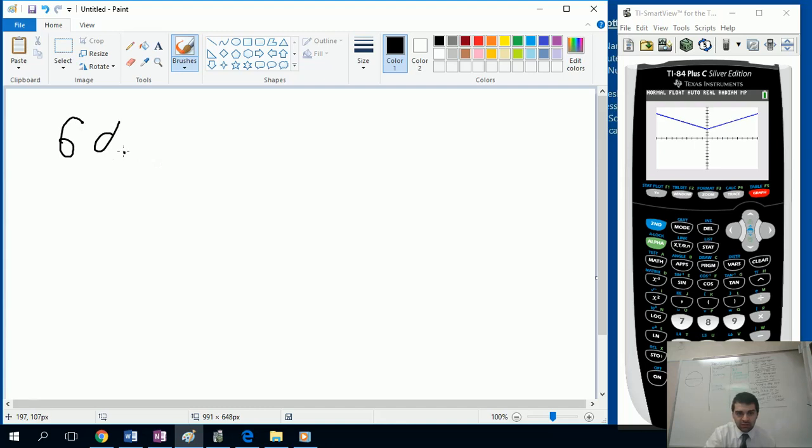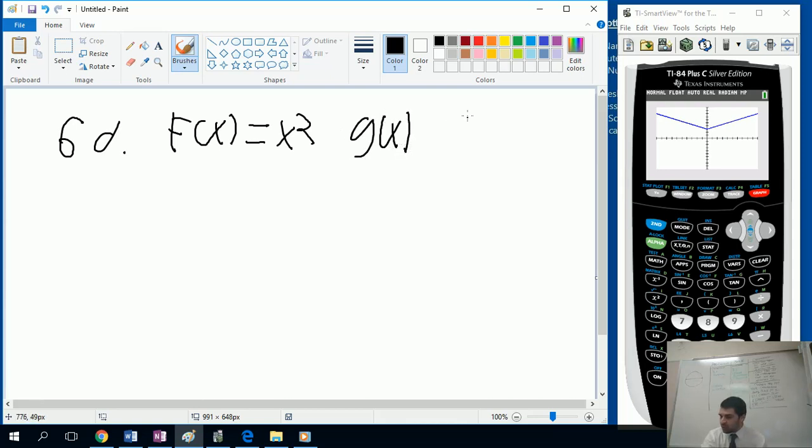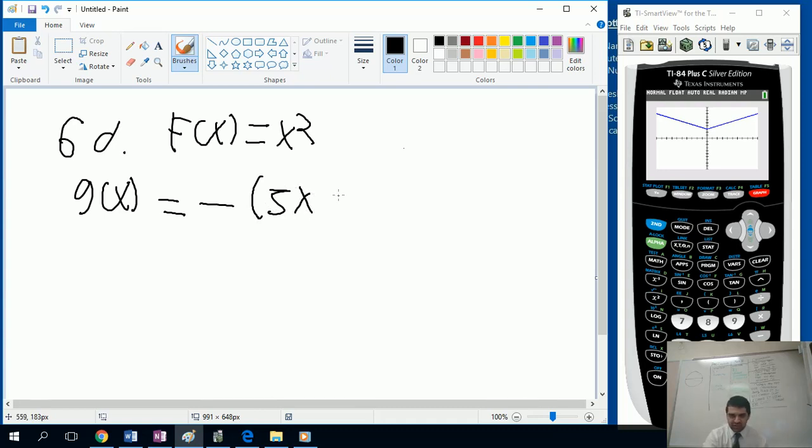6D, not 60, 6D. If f of x is x squared, g of x is going to be equal to, let me give you more space because this is the doozy of the doozies out of our transformation problems. G of x is equal to negative 5x plus 3 squared minus 8. Okay?